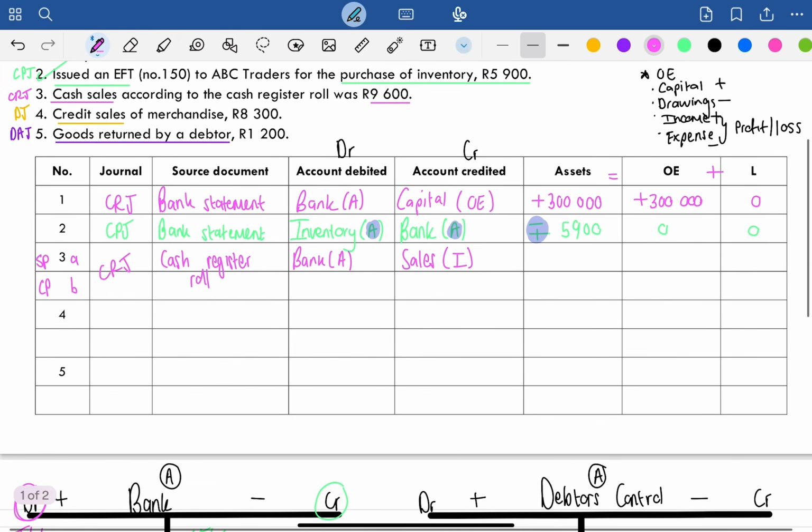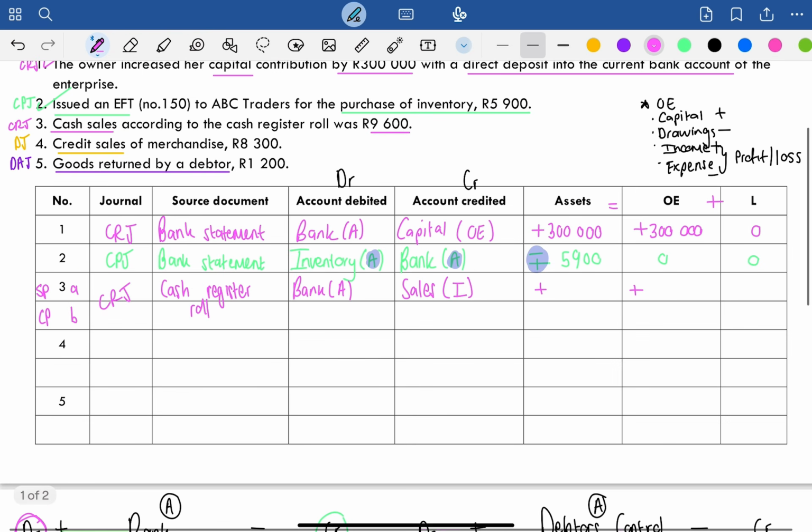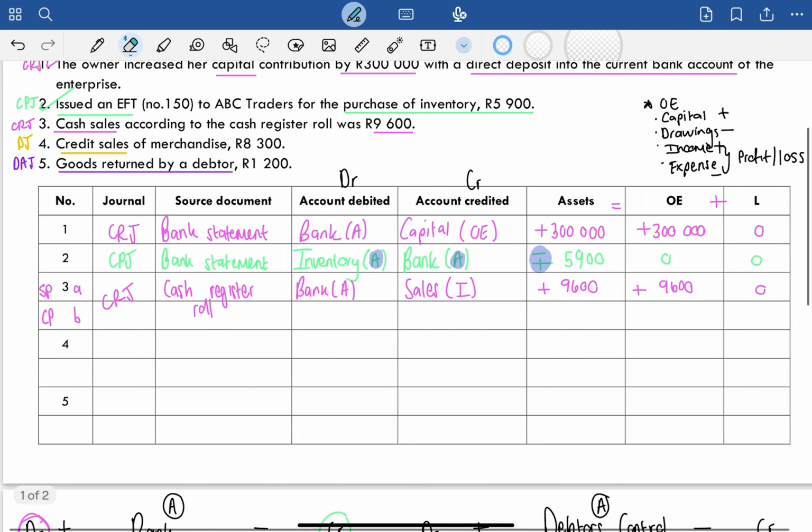Now, I'm saying that my bank is increasing because I received money, and income accounts increase owner's equity. And therefore, the amount that we are receiving for this cash sales, 9,600, goes into assets as a positive and into owner's equity as a positive. So as you can see, number 3A and number 1 looks very similar. The only difference is what did we credit.